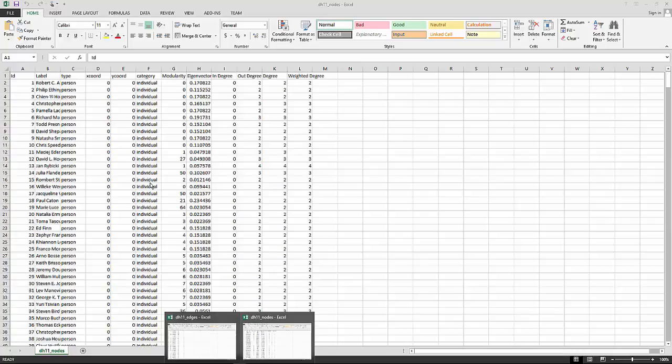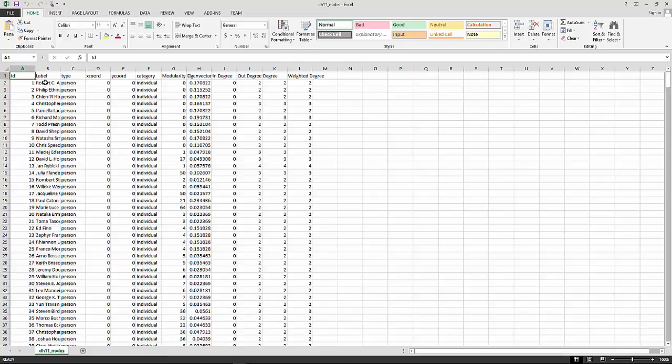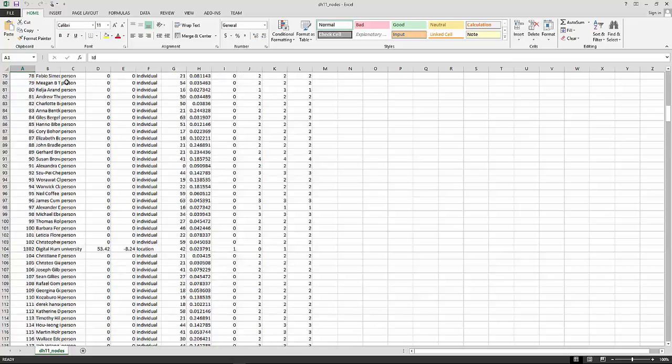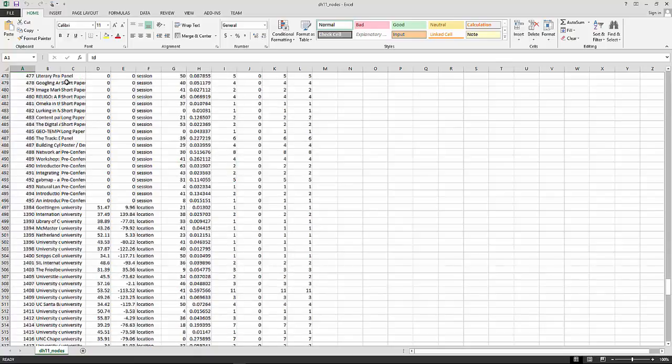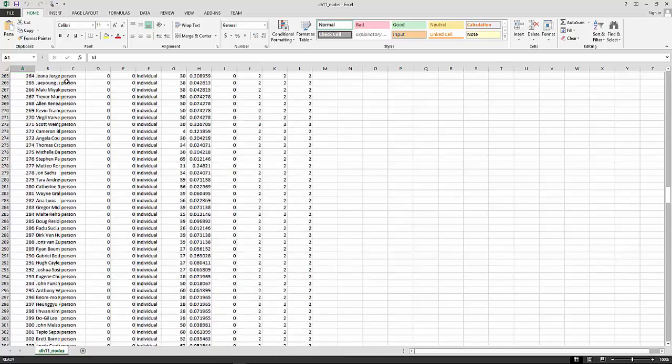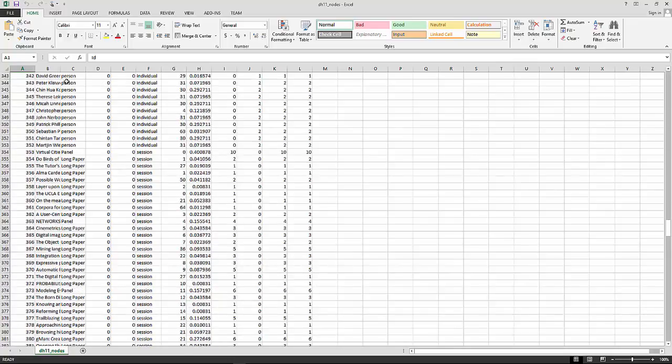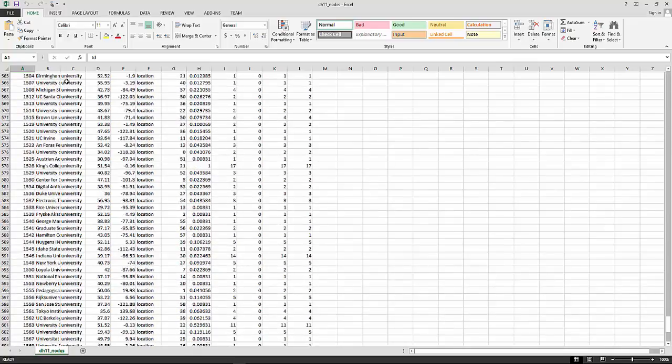A quick glimpse of the files showed that they are made up of various items. There's a label and there are types: a person, a location, a long paper, a university, and so forth. And the categories are individual, location, session, and so forth.